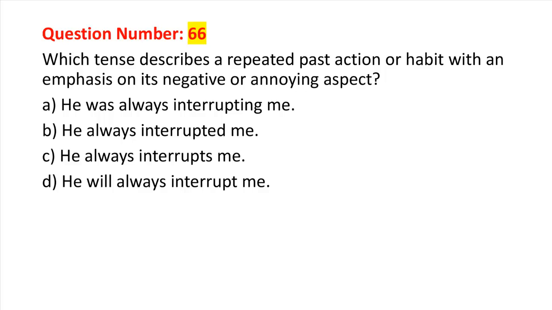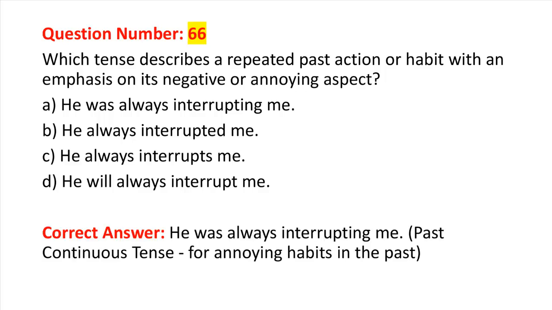Question number 66. Which tense describes a repeated past action or habit with an emphasis on its negative or annoying aspect? A. He was always interrupting me. B. He always interrupted me. C. He always interrupts me. D. He will always interrupt me. Correct answer, he was always interrupting me. Past continuous tense, for annoying habits in the past.